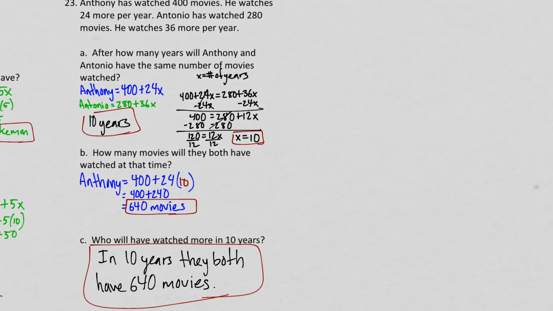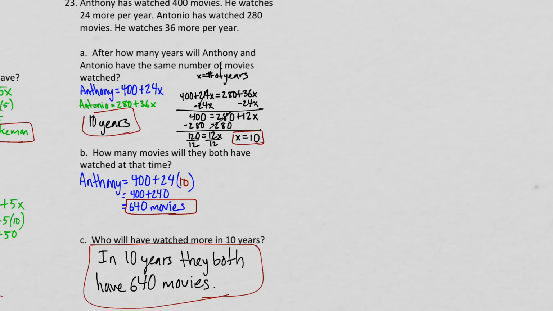If Anthony has watched 400 and watches 24 more per year, Antonio has watched 280 and he watches 36 more per year. This is Anthony's equation, 400 plus 24x. This is Antonio's, 280 plus 36x. I set them equal to each other. Oh, and x is a number of years, right? So I set them equal to each other. I solved it, and I got x equals 10. So in 10 years, they both will have the same number of movies.